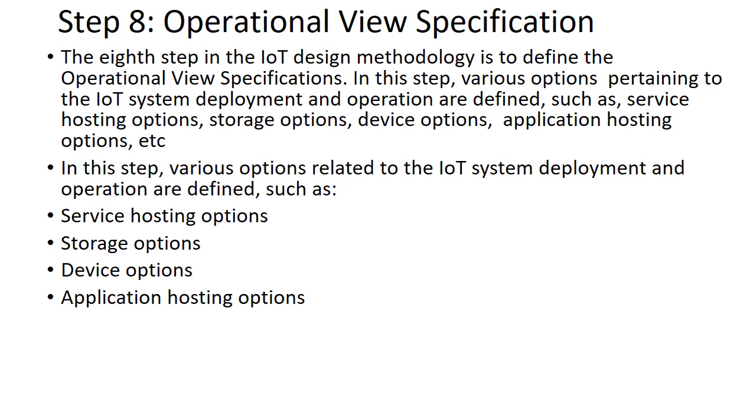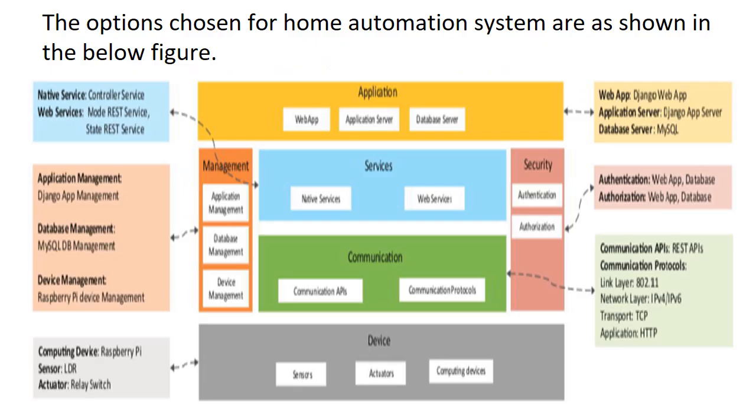Operational view specification. In this step, various options pertaining to the IoT system deployment and operations are defined, such as service hosting, storage options, device options, and application options. And this is the diagram for the home automation system case study.